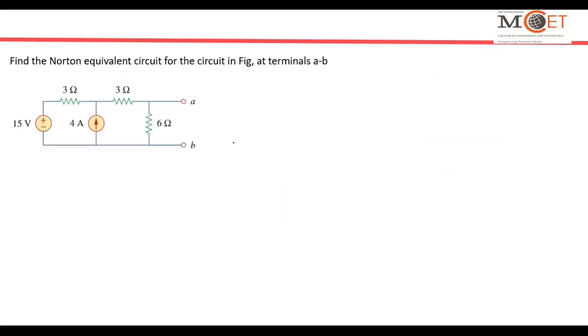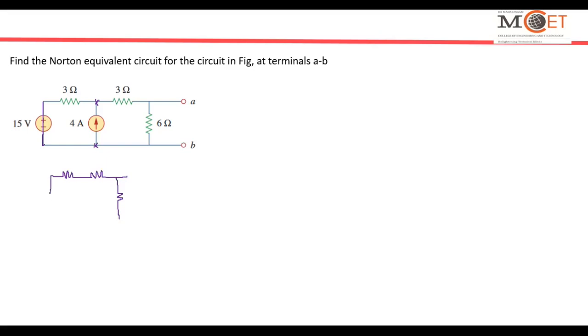I want to find out the Norton's equivalent circuit for the figure shown at terminals AB. As I told already, again we have two steps in it. First step is I want to calculate the Norton's resistance. To calculate Norton's resistance, I have to short circuit this voltage source and open circuit this current source. So when I do that, the equivalent circuit will be something like this.